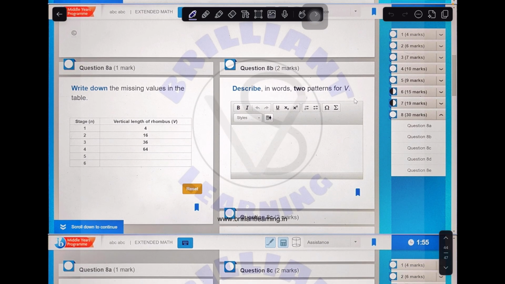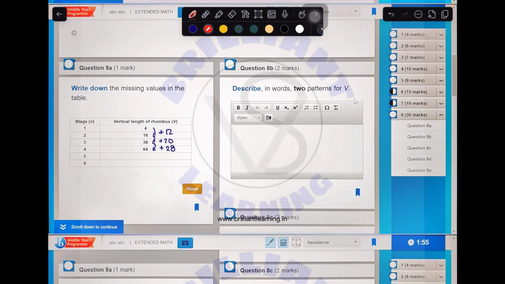Okay, so 8A, write down the missing values in the table. So you just need to find the pattern. Look how you get from one to the next. So add 12, add 20, add 28, and then what you should notice here is that these are increasing by 8 each time. So the next one, we're going to be adding 36, so it would give me 100, and then I want to add 44, thus giving me 144.